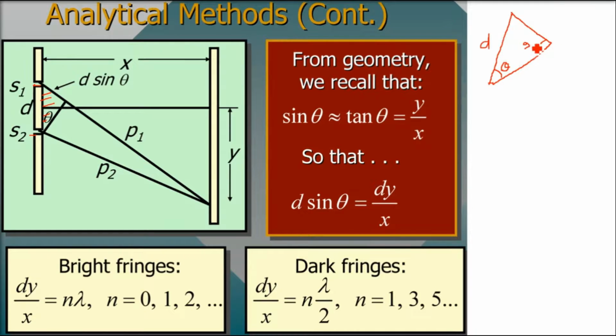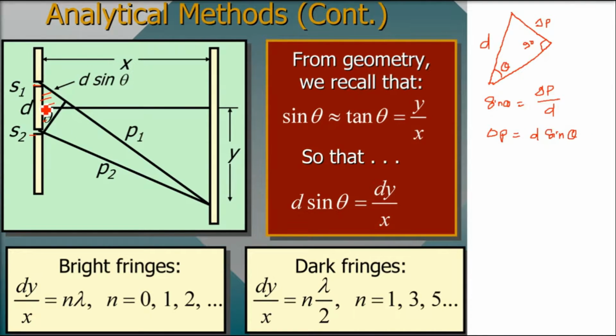This point we assume to be 90 degrees. This is theta, and D is the S1, S2 distance, the distance between the slits. So sine theta, delta P is what? P2 minus P1, that is the actual path difference. So sine theta is perpendicular upon hypotenuse, that is delta P by D. So delta P is D sine theta. So this is our relation.